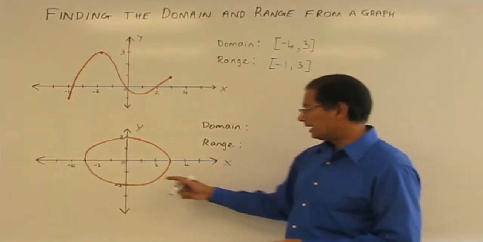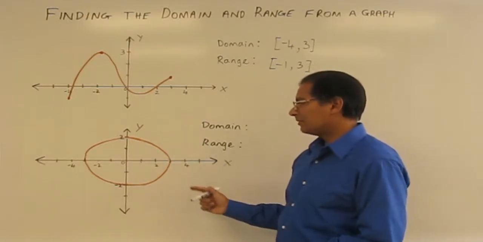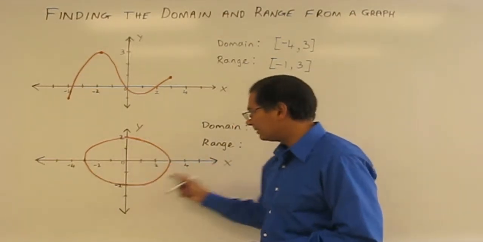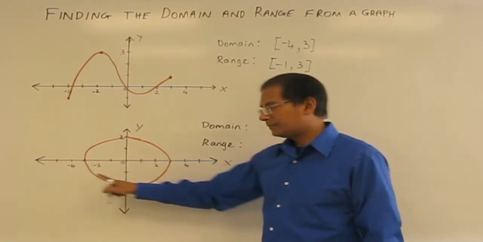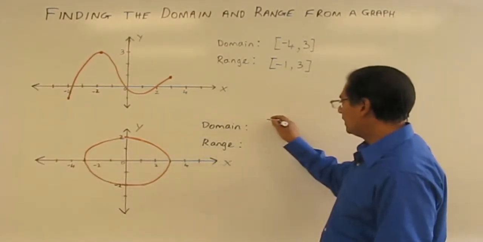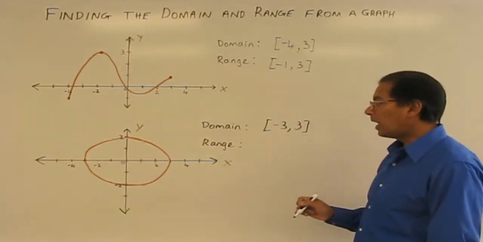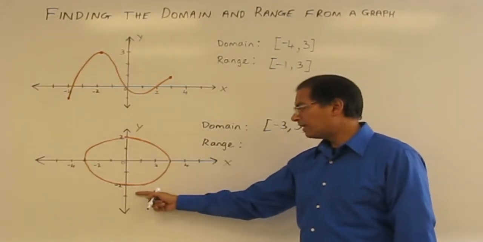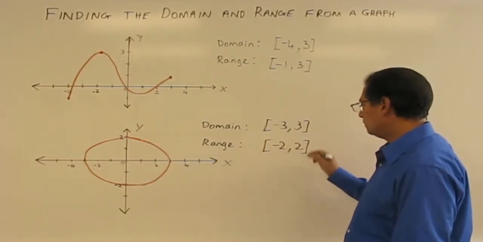Now let's look at another relation. This is not a function, by the way, because it doesn't pass the vertical line test. But it is a relation. It's actually an ellipse. Close to a circle, but not quite a circle. It's elliptical. And we want the domain. The domain looks like it's from what? All the x values, all the first coordinates, would be from -3 to 3. And it includes those endpoints, so we go from -3 to 3. And the range looks like what? Well, all the y values from -2 to 2. So the range would be -2 to 2.